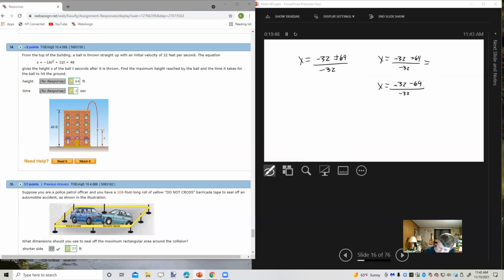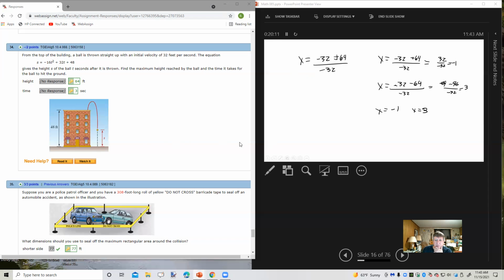Well, this top one would be 32 over negative 32, which is negative 1. This bottom one would be negative 96. How about that? Over negative 32, which would be 3. So x is negative 1 and x is positive 3.